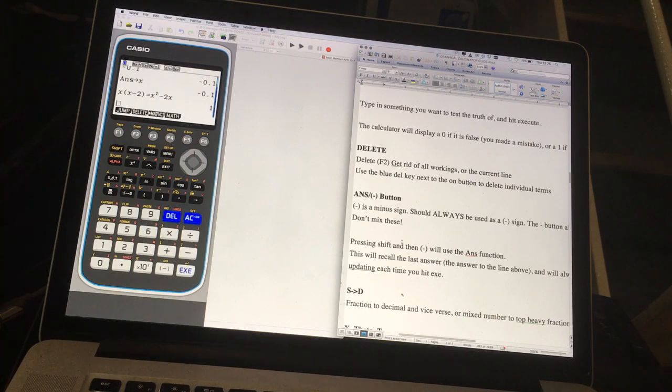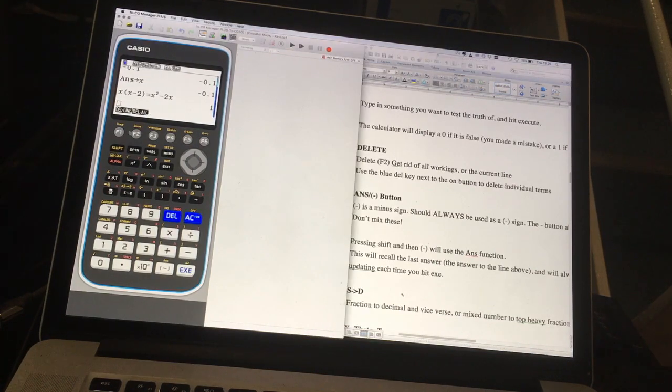Okay, deleting stuff. So you can use F2, which is the delete key. You can see there the function delete. You can delete a line, which is the current line you're on, or you can delete everything. So delete everything, do that. You've also got the delete button down here for deleting individual bits of equations. And you can scroll around and change numbers as well. So that's all pretty straightforward.